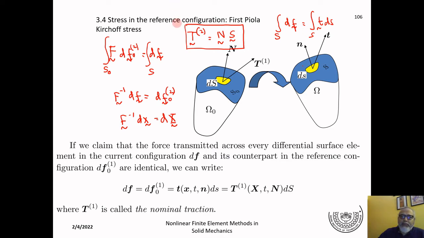But the way I get this integrated force from the elemental forces in the reference configuration is a choice that I make, and in this case this is the choice that I'm going to make. Once you make this choice, you end up with a new stress measure S, which we call the second PK stress.